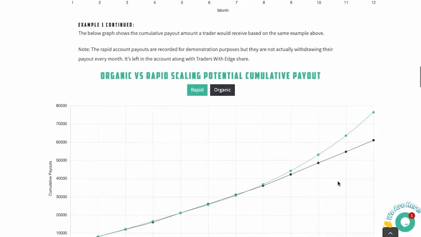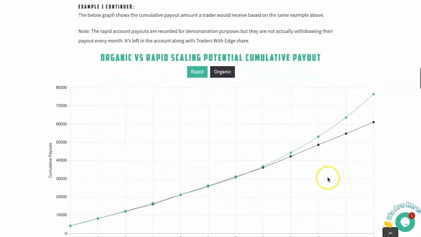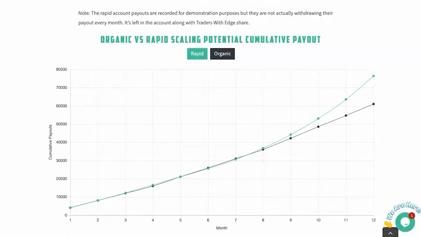Below, in the part 2 of example 1, you can see the graph of the actual earnings. Now that doesn't look like a whole lot more visually, but that's actually 25% extra profit that the trader on the rapid plan receives than the organic after 12 months. Now this is only a 12-month period. If we extended the graph out, it would be a significantly different result.